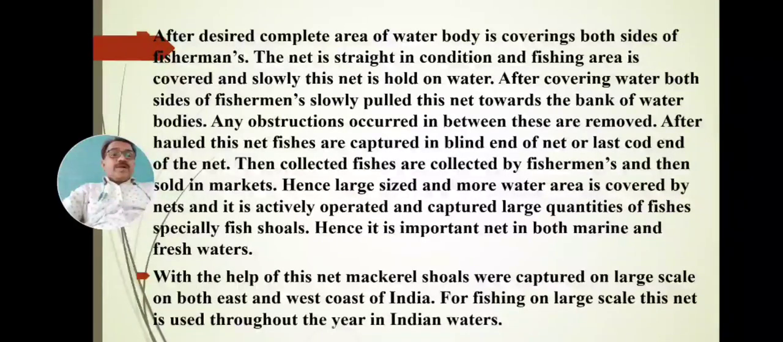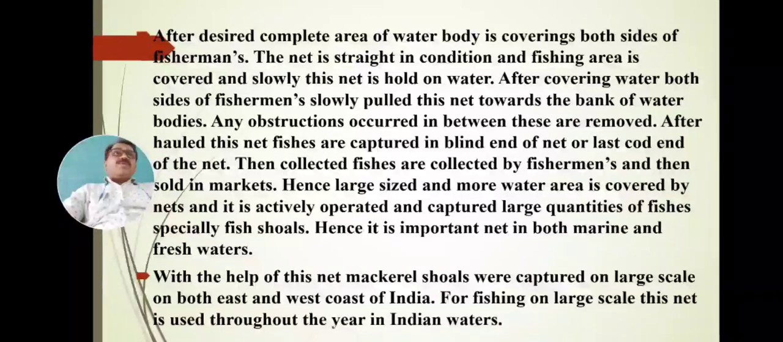Hence, it is an important net in both marine and fresh water. It is used in marine water, that is, east coast and west coast, and in fresh water, in larger rivers such as Ganga, Kaveri, Krishna, or in lagoons such as Pulikat Lake, Chilka Lake, Hugli Matla Estuary. This rampan net is used to capture fishes on a large scale. With the help of this net, mackerel shoals were captured on a large scale on both the east and west coast of India. For fishing on a large scale, this net is used throughout the year in Indian water to capture large quantities of fishes, from inland water as well as marine water.